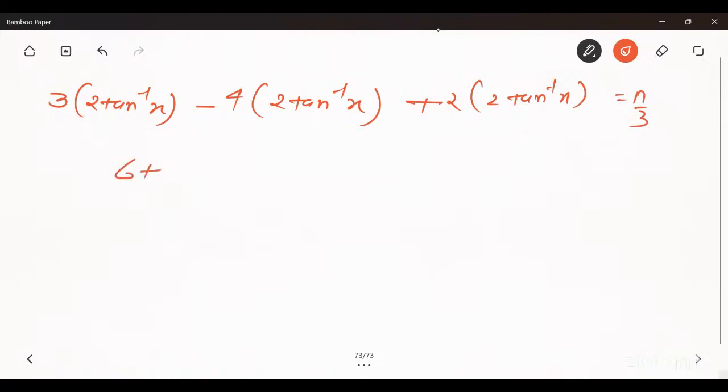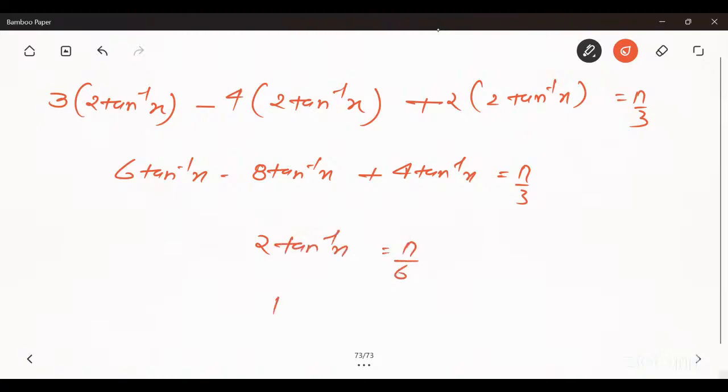So this becomes 6 tan inverse x minus 8 tan inverse x plus 4 tan inverse x is equal to pi by 3. 6 plus 4 is 10, minus 8 is 2. So 2 tan inverse x is equal to pi by 3. So the value of tan inverse x will become pi by 6. So x is equal to tan pi by 6, and the value of tan 30 degrees is 1 upon root 3.